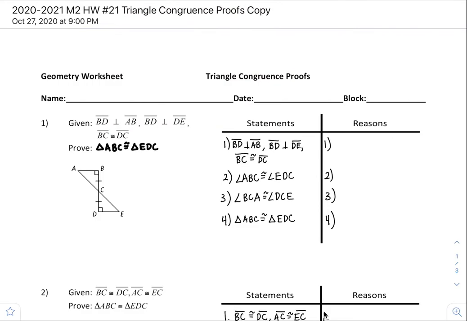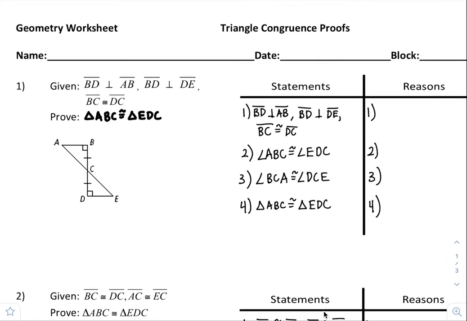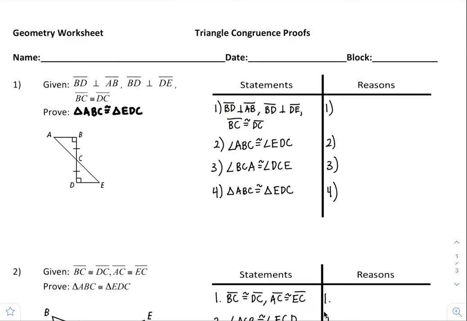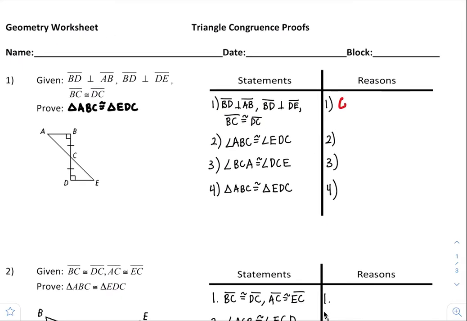So, you guys have a given statement. And we need to prove that triangle ABC is congruent to triangle EDC. So, we have our statements on the left-hand side, you guys. Now, we need to just provide the reasons. So, for 1, your favorite, it is given, you guys. Okay? Now, let's kind of observe this.